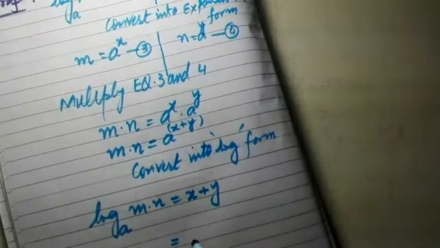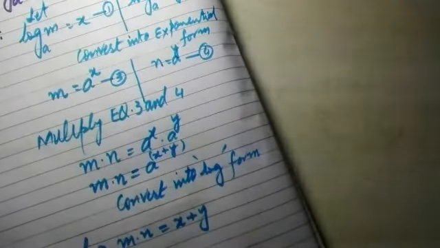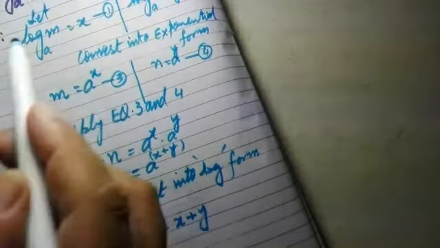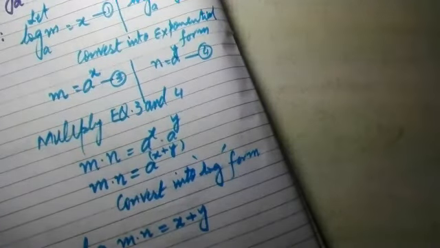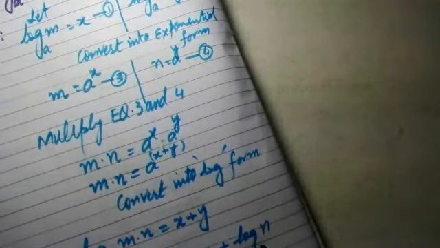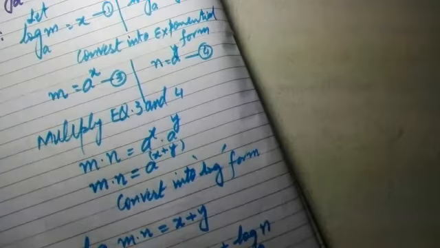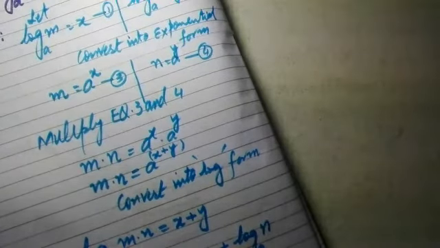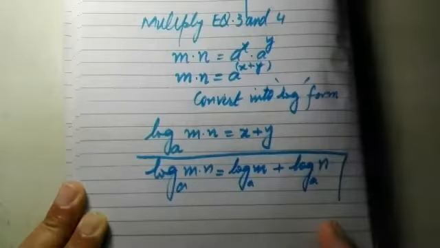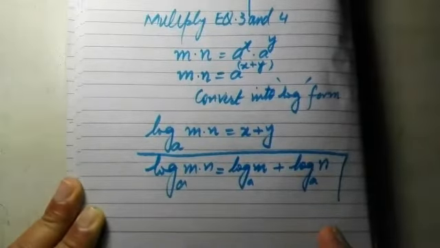In equation number 1 we have written x was log m to base a. This was equation number 1. And y was log n to base a. So this gives the proof of the first law.